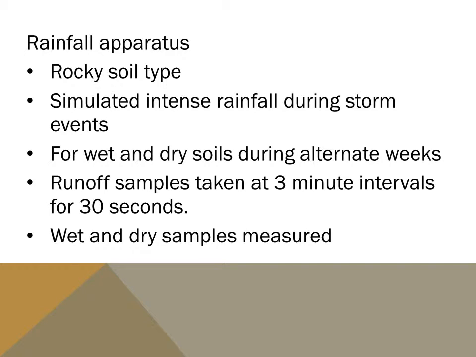The second experiment was another larger rainfall apparatus that was set up to trial the rate of erosion for a rocky soil type. The rainfall simulator generated more intense rainfall resembling a storm event. The 3 catchment troughs were placed on a slight angle with a funnel chute coming out of the front of each tray. From this funnel, water and sediment was collected every 3 minutes and 15 samples were taken.